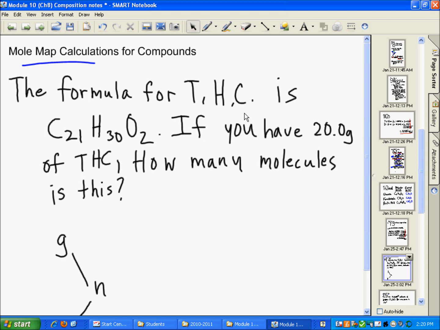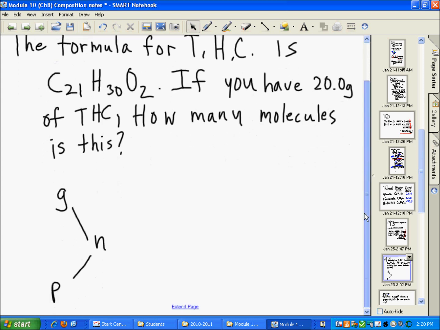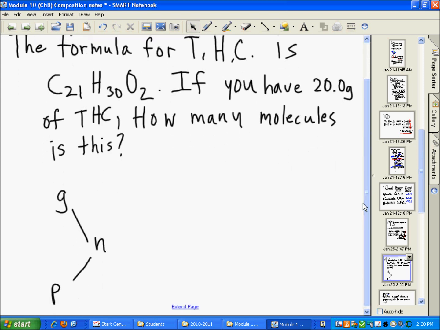They're practical applications. So in this problem, we have THC, and let's say we have 20.0 grams of THC, and we want to know how many molecules that would be. As usual, we set up a mole map, and the substance we're dealing with is THC. What information do we have? We have 20.0 grams. Where does that go in our mole map? Goes with the G.